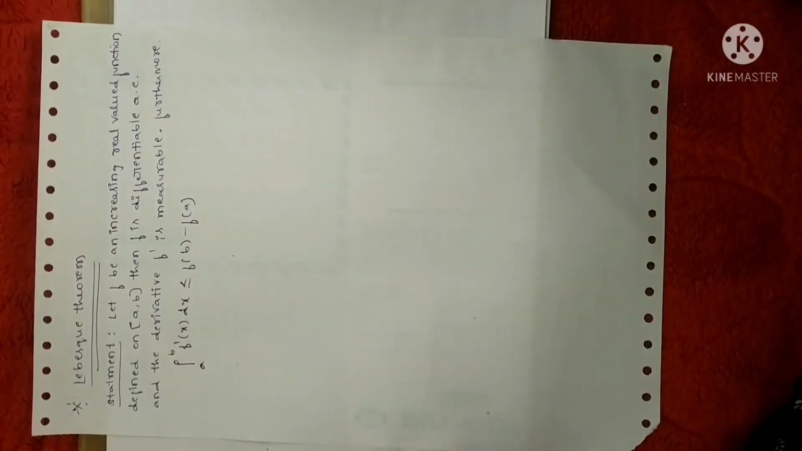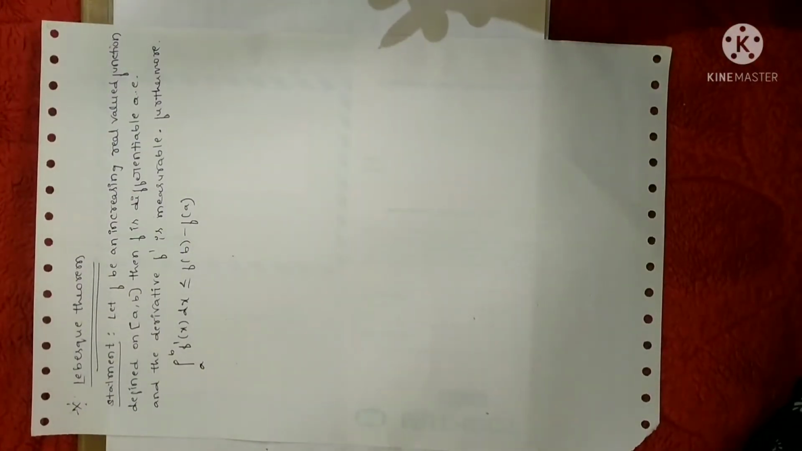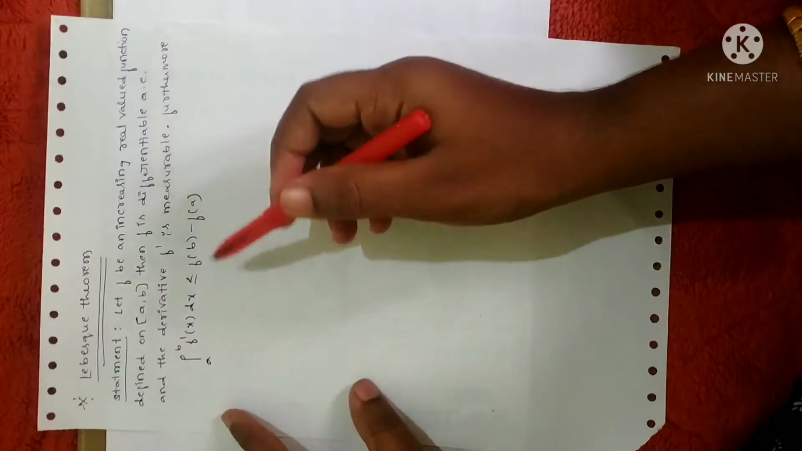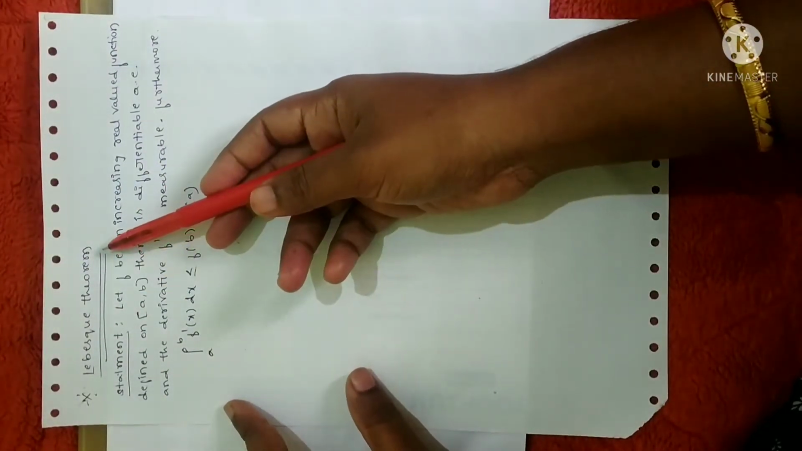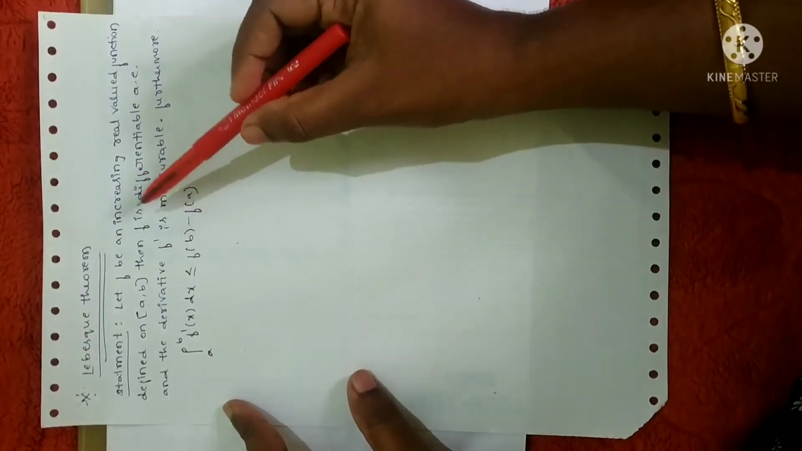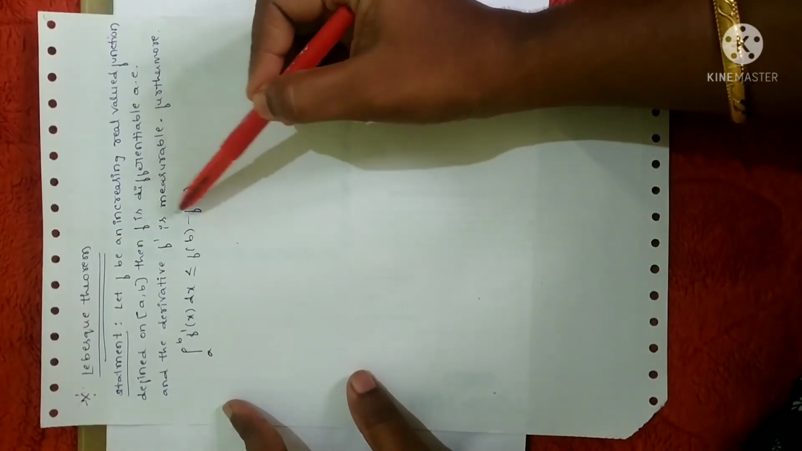Hello everyone. In the previous session we discussed the concept of functions of bounded variation. So in this session let me continue with a few more theorems which are important from the exam point of view. Either they can ask the statement directly, or they can ask you to state and prove Lebesgue's theorem. In most examinations they have asked only the statement.